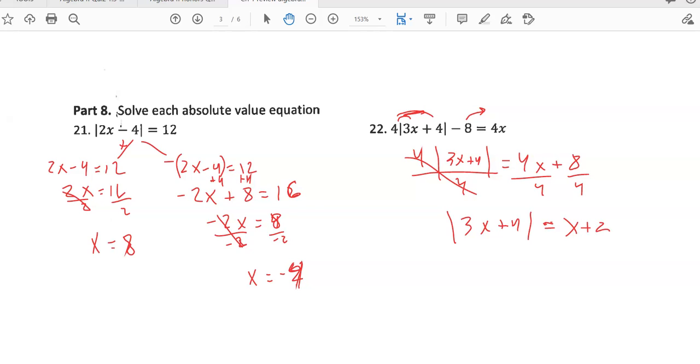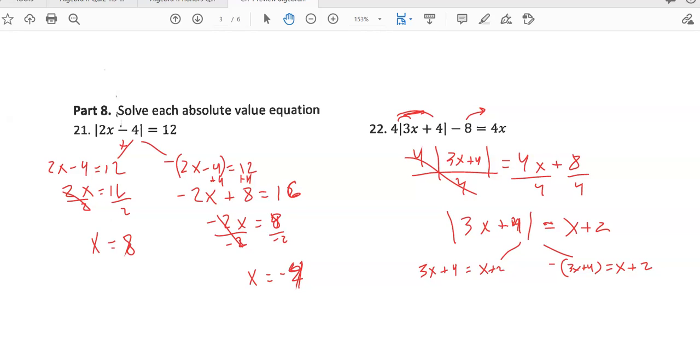Okay, so now we're ready to split this guy up because we isolated the absolute value. So that's a 4 there, by the way. So the positive case is 3x plus 4 equals x plus 2. The negative case is 3x plus 4 equals x plus 2, but we have to make either the whole right side or the whole left side negative. So I'm going to make the left side negative.